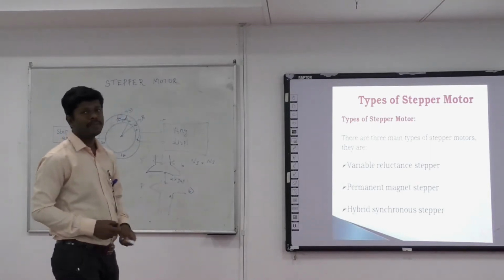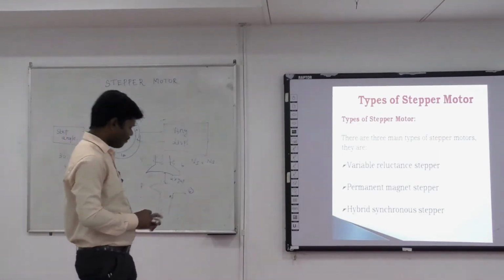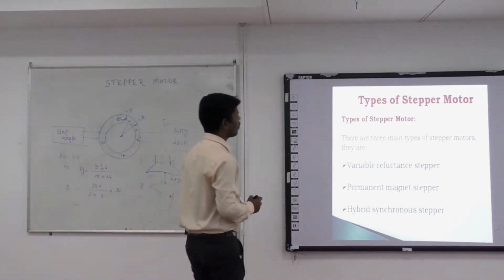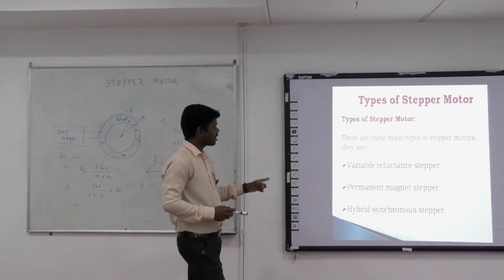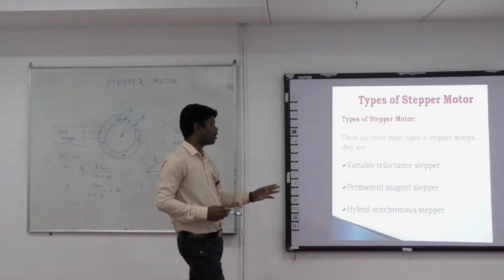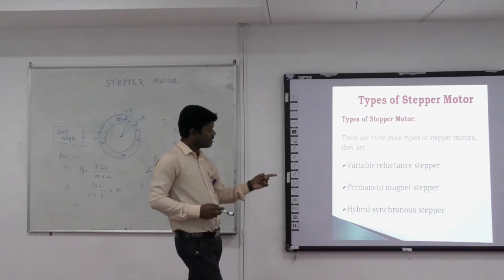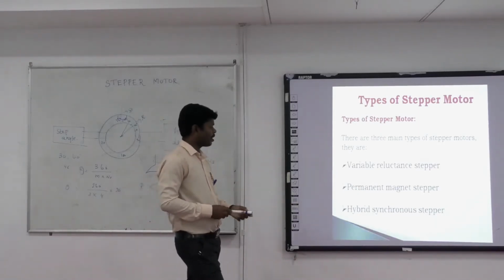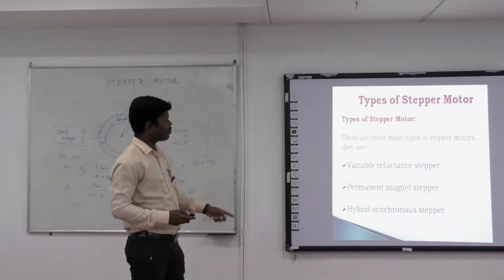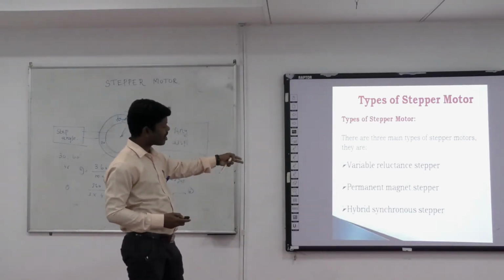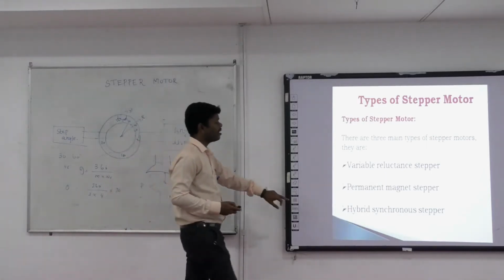And then the types of stepper motor. In total we have discussed 3 types of stepper motors available. One is the variable reluctance stepper motor. Next one is the permanent magnet stepper motor. Third one is the hybrid synchronous stepper motor. These 3 types are available for stepper motors. Basically, there is the variable reluctance motor and the permanent magnet stepper motor. A combination of these two is called a hybrid stepper motor.